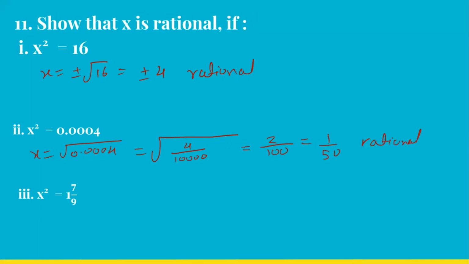The next, x square is equal to 1 7 upon 9. So 1 7 upon 9, 9 ones are 9, 9 plus 7, we have 16 upon 9. So x is equal to square root of 16 upon 9. So which is plus or minus, square root of 16 is 4, square root of 9 is 3, and this is again a rational number. Okay, so thus we have proved that these are rational.